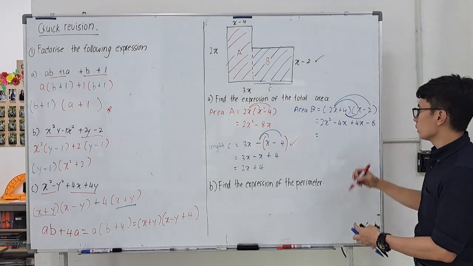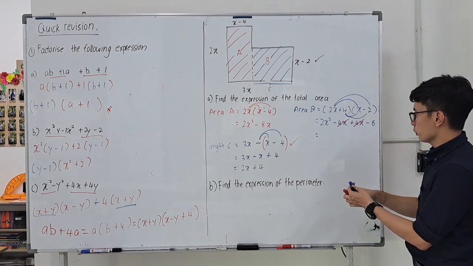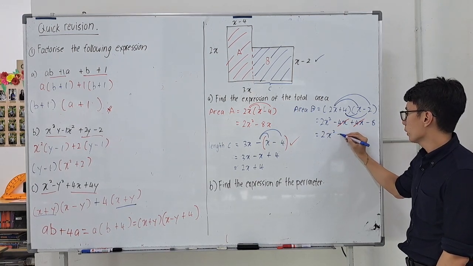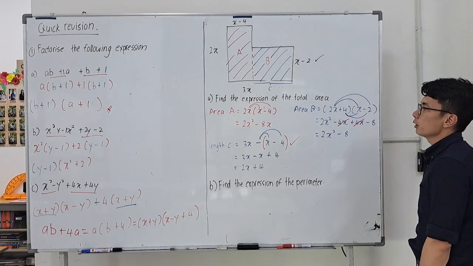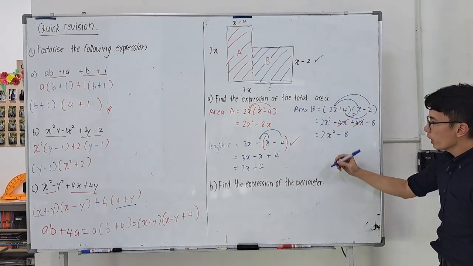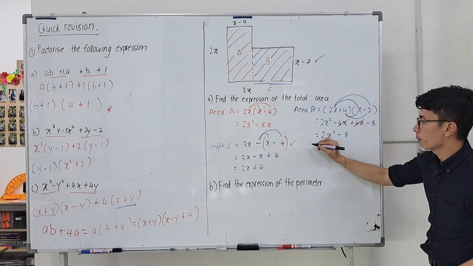Alright, so by right, what do we see here? This and this will cancel each other out. So what am I left with? It's just 2x squared minus 8. Okay? So I have found area B already. So therefore, I'll use my black pen now.